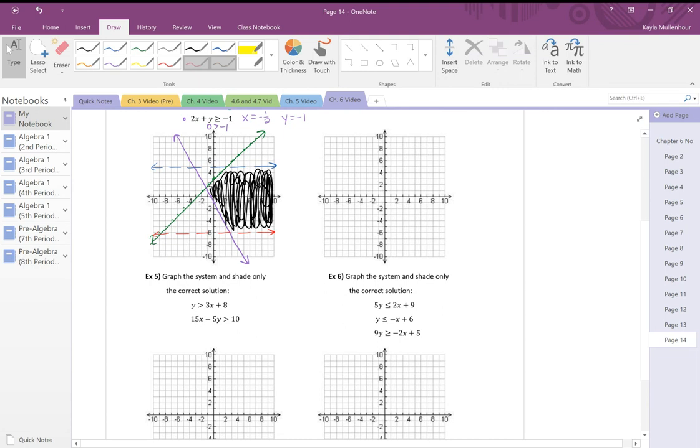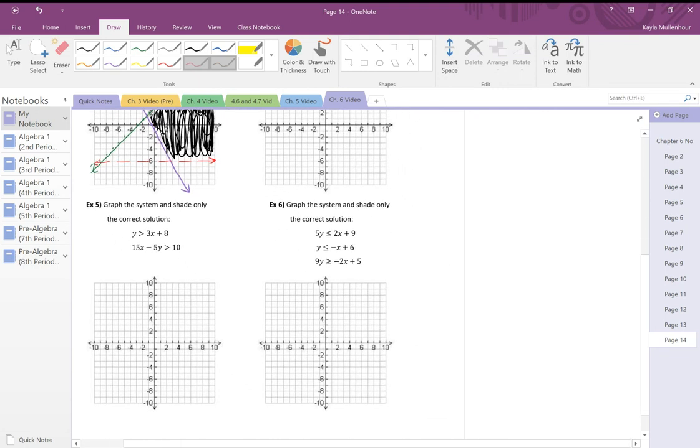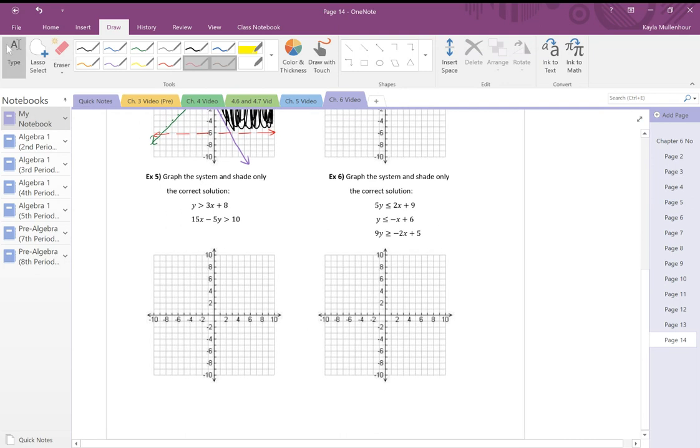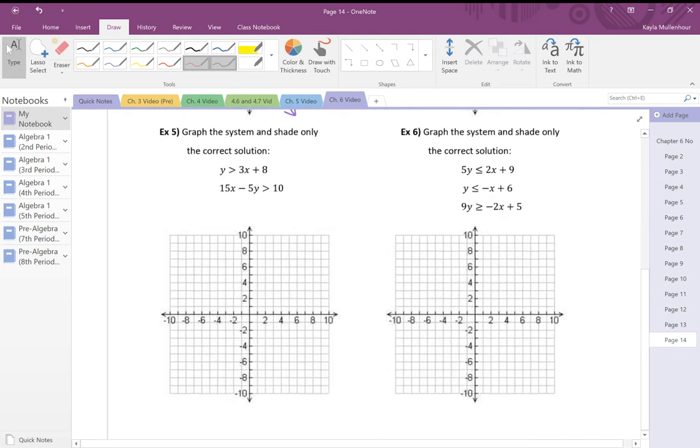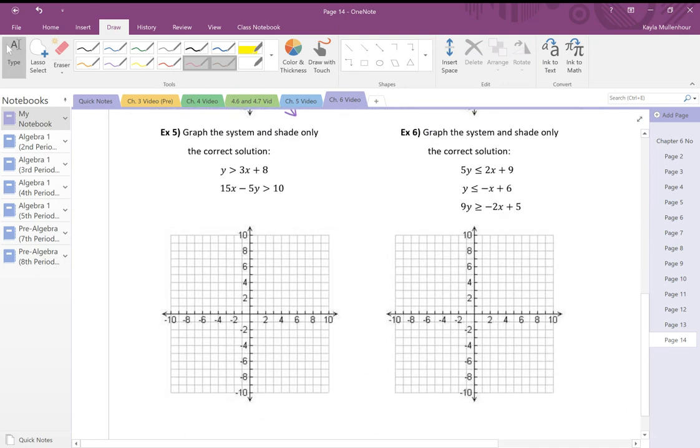All right. Let's do one more together. If we look at this one here, 5. Y is greater than 3x plus 8. Y-intercept is 8, slope is 3. That is going to be a dashed line. And we would be shading above because y is greater.